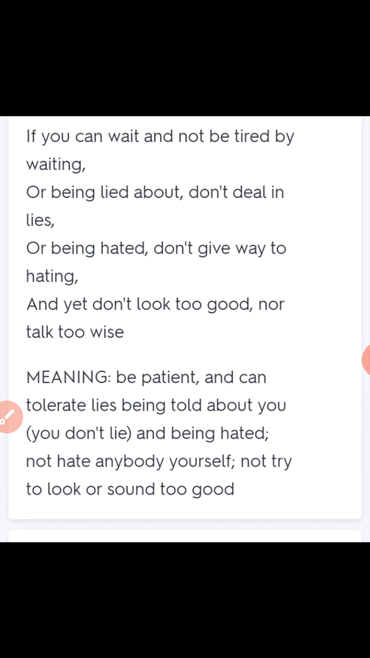See the next paragraph. If you can wait and not be tired by waiting, or being lied about, don't deal in lies, or being hated, don't give way to hating, and yet don't look too good nor talk too wise. Meaning, be patient and tolerate lies being told about you. You don't lie. Or being hated, do not hate anybody. Do not try to look or sound too good.